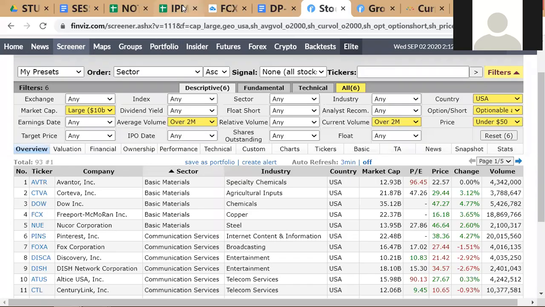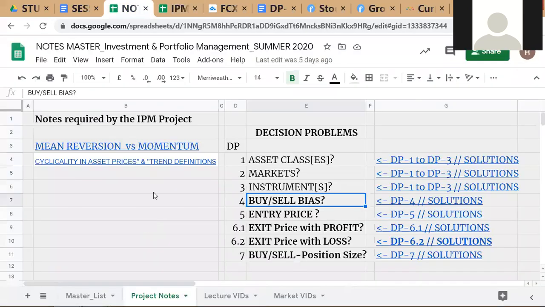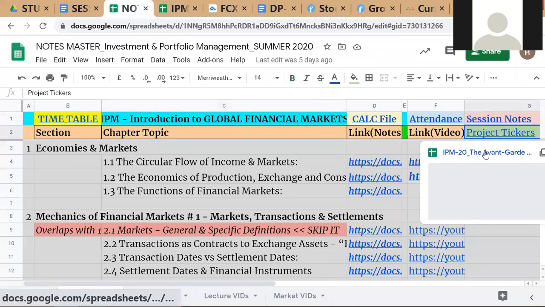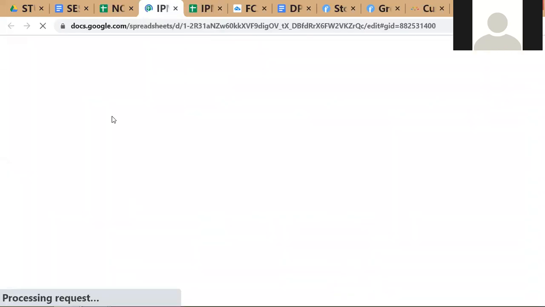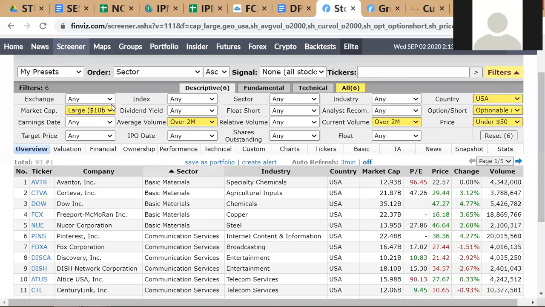So if you take the universe of stocks we have given you, you would apply this in the context of your project. You see that I've organized it by sector. The way I selected these, if you go back to your project tickers, how did I come up with these 33 stocks? We already had this discussion, but we're just repeating it.